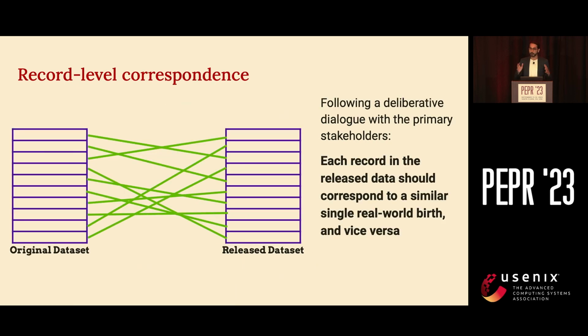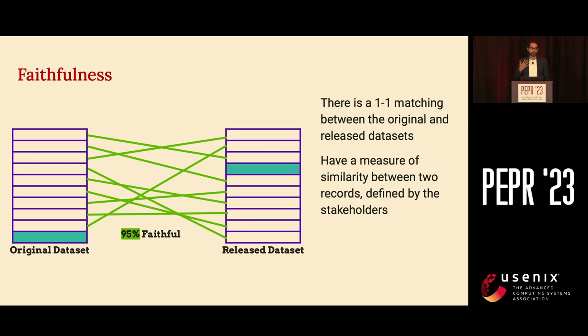As I said before, we want to have some kind of correspondence between real world records and released records. Here we use the term faithfulness. It's a new concept we came up with. The idea is that we assure there is a one-to-one matching between each released record and original record, and they have to be somehow similar. This similarity is predefined by the stakeholder.